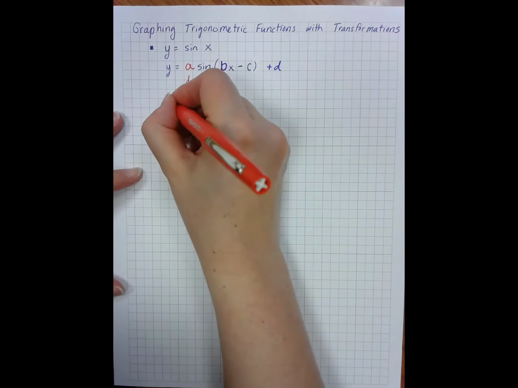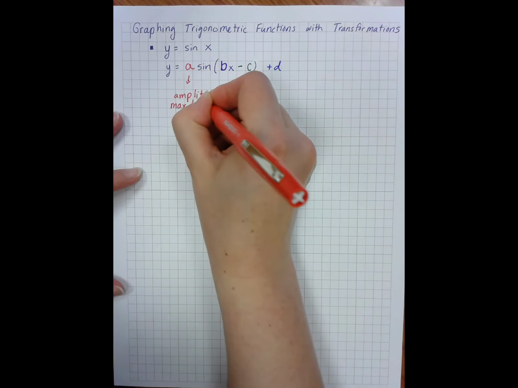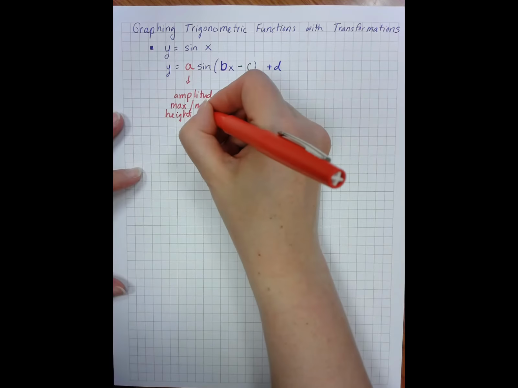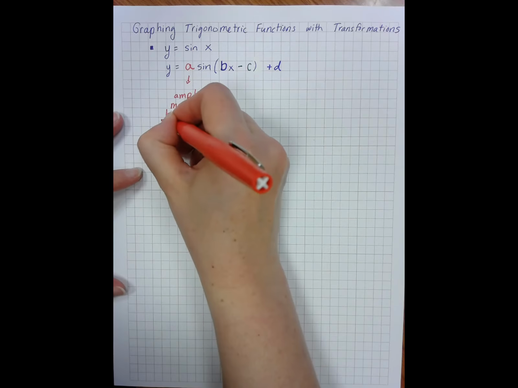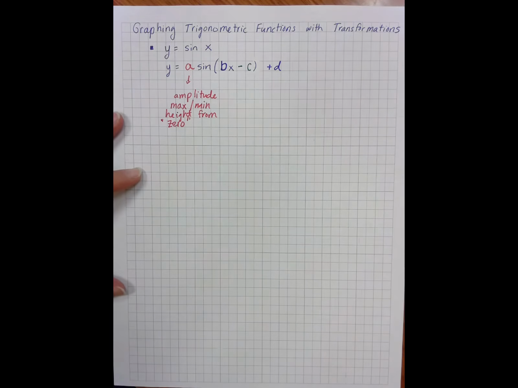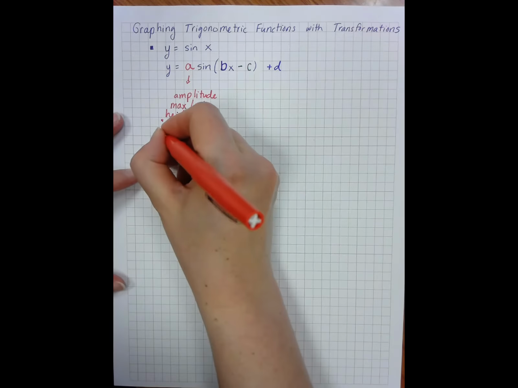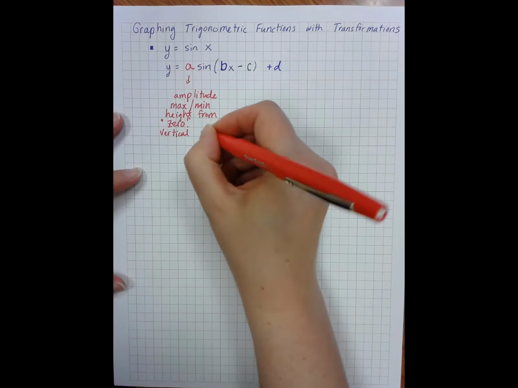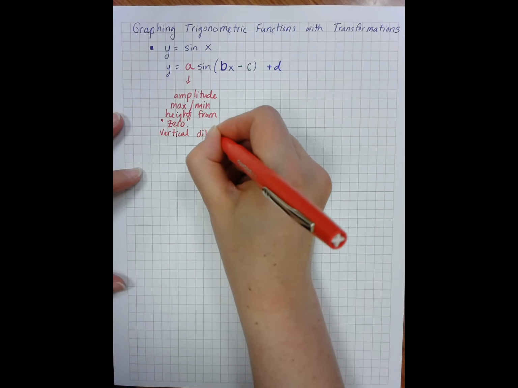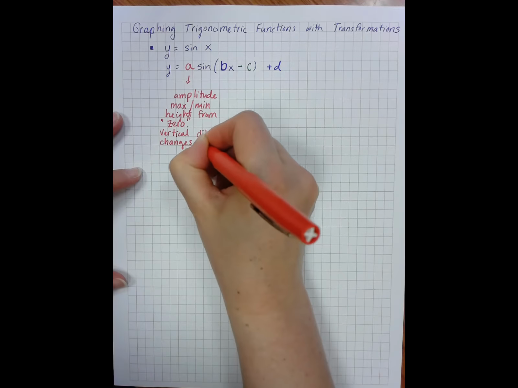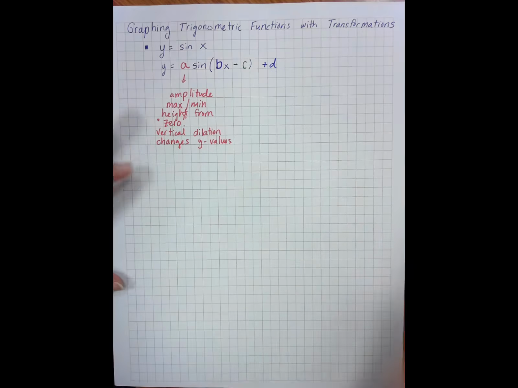And the amplitude gives us our maximum, minimum height for our function from what we're going to just sort of for now call this 0. You'll see when we're graphing this what I mean by this 0. We can also call this a vertical dilation, vertical stretch, and it changes our y values. So when we're looking at a table for this, what's going to be affected by the a is the y values, not the x values.